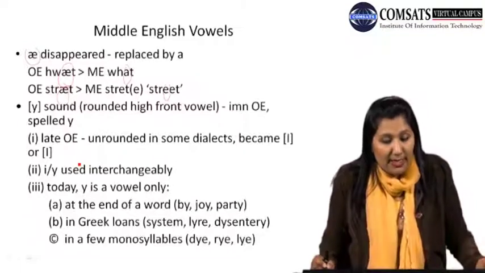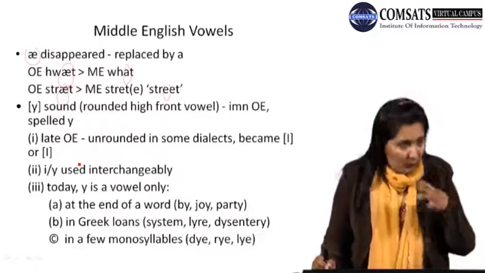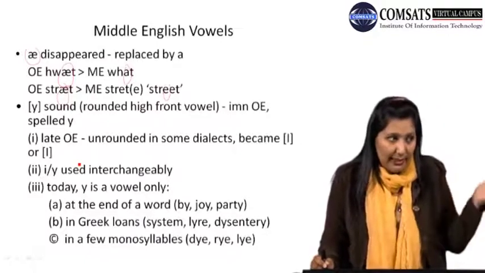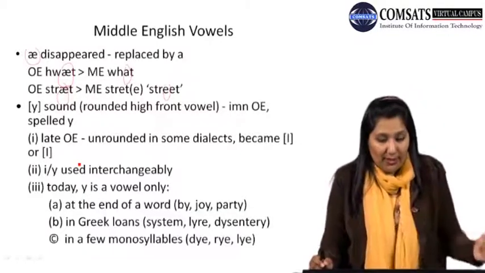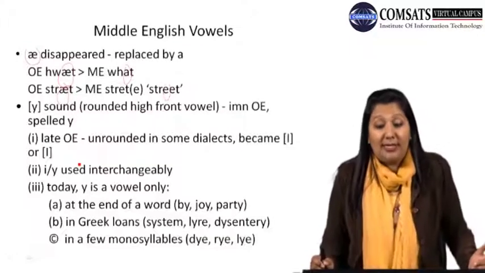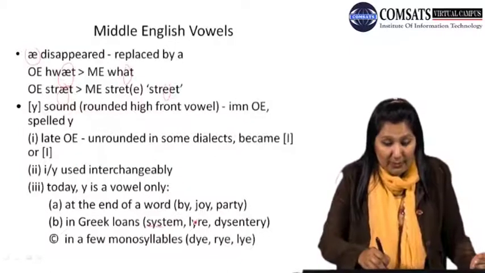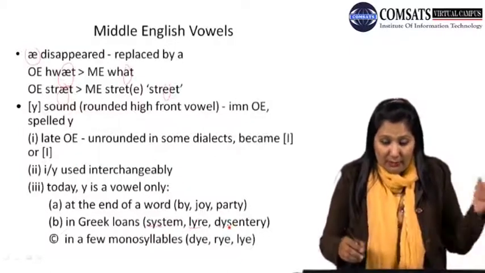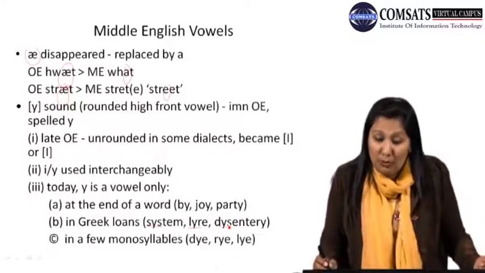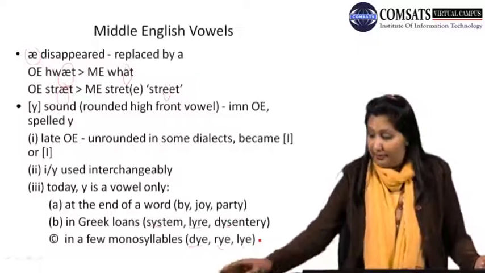And then today y is a vowel only at the end of a word. For example, we don't have this vowel at the early stage in modern English. By, joy, party. In Greek loans it was system, lyre, dysentery. You can see that y is coming not at the end but rather after the first consonant. In a few monosyllables as well it comes: die, rie, lie, etc.